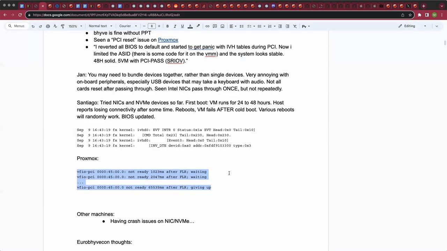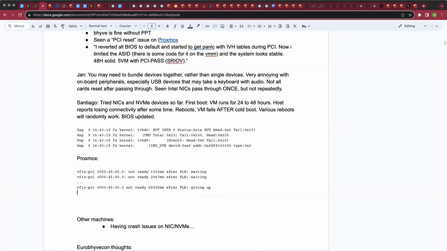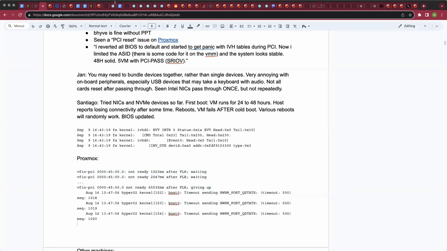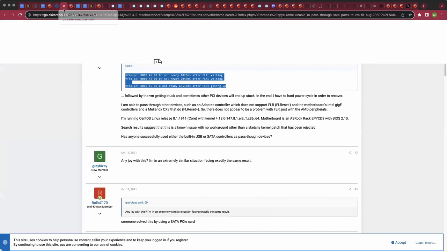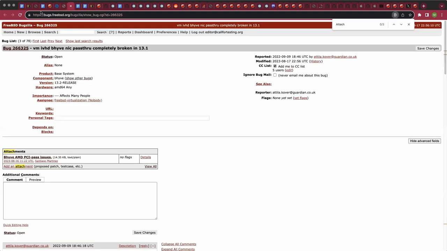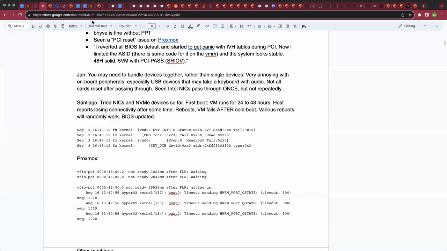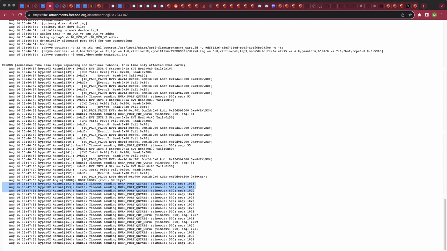Look, for example, there you can see I'm doing a PCI pass-through of the Intel's, yeah? But then suddenly on the host OS, the Broadcom stops responding. Yeah, it loses connectivity to the Broadcom. And sometimes it's just the NVMe. That does sound cursed. It's like something is getting corrupted.